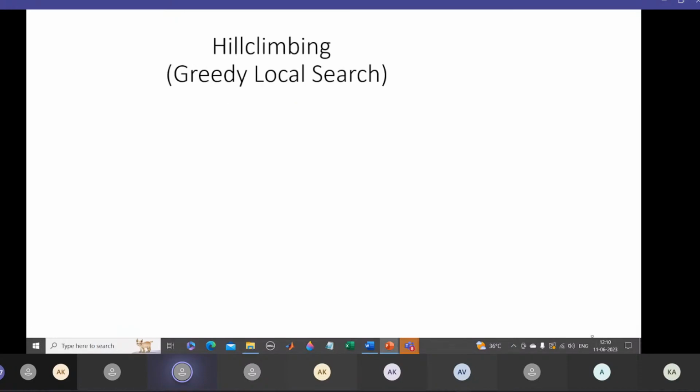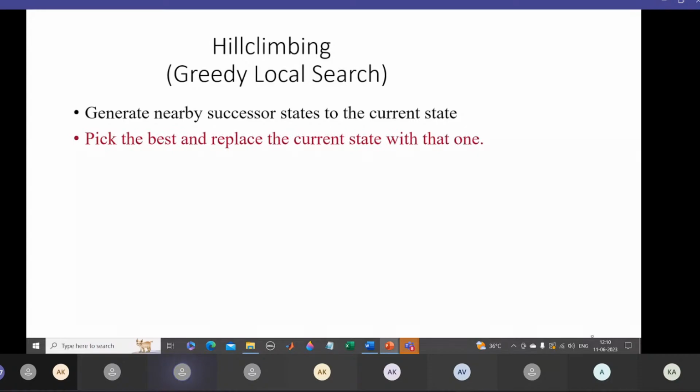So first we look into hill climbing, that is local search. You have to generate the current state. You have to pick the best one and replace the current state with it. And sometimes you may follow a loop. So these are things that will be there in your hill climbing.